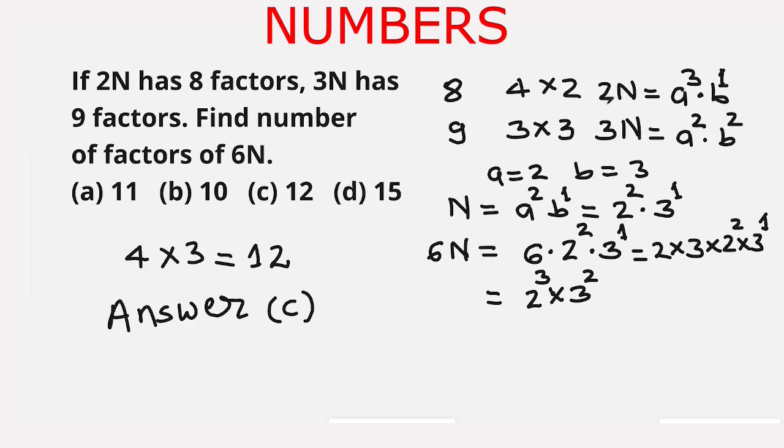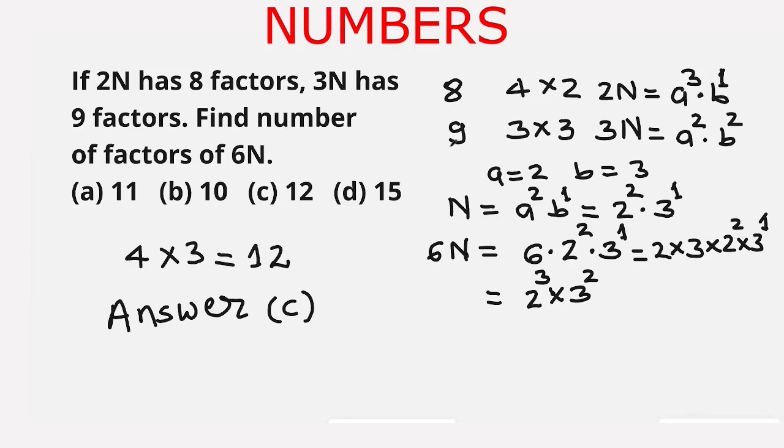But here it is 2n. It means that one of it, either a or b, must be 2, so that 2 is merged in it. B cannot be 2. If b is 2, then the power of b must be 2, but the power of b is 1. So a must be 2 because 2 is merged in a. So we take a equal to 2.